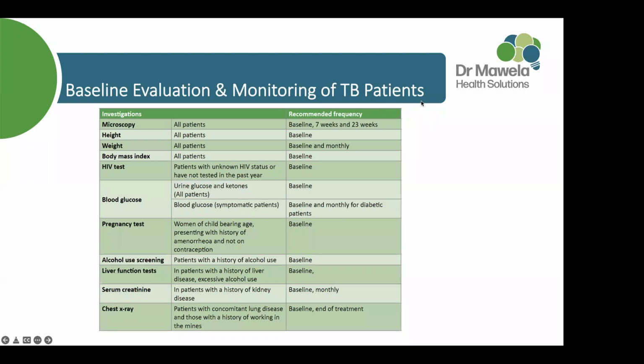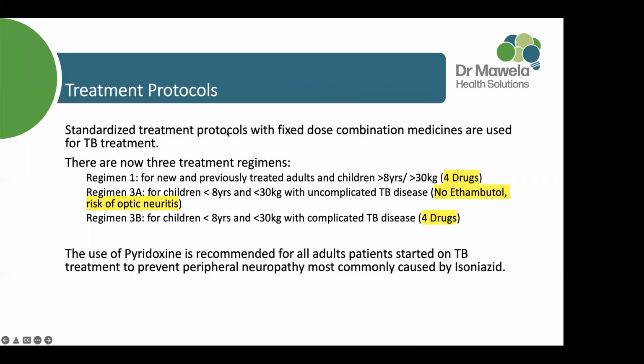And remember, once you have diagnosed TB, there are also further assessments that we need to do: BMI, blood glucose, because there's now quite a strong relationship between diabetes and people who are getting TB. HIV testing is important, pregnancy, screening for substance use, and a chest X-ray, just as a baseline to know what's going on in the lung. So once the diagnosis is made, we also need to do a baseline evaluation for our patient.